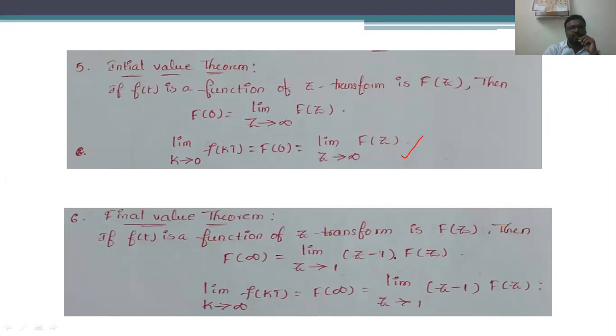Whereas in the case of the final value theorem, in order to obtain f of infinity, we have to multiply F of z with z minus 1 and in that whole function, substitute z is equal to 1. Okay, simple. This is about the initial value theorem and final value theorem: substitution of infinity in the case of the initial value, and substitution of 1 in the case of the final value. It can be repeatedly asked for 2 marks.